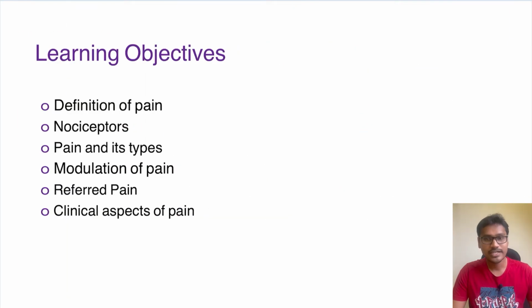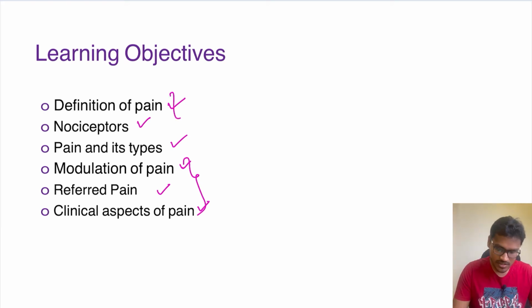Coming to the learning objectives of this session, we will be discussing the definition of pain, nociceptors, pain and its types, then modulation of pain, referred pain, and clinical aspects of pain. These will be dealt with separately in separate video lectures, whereas the definition of pain, nociceptors, pain and its types, and the pain pathway will be discussed in this video.